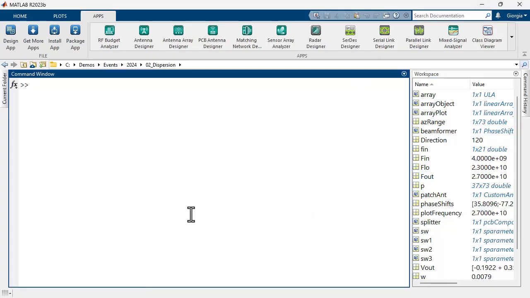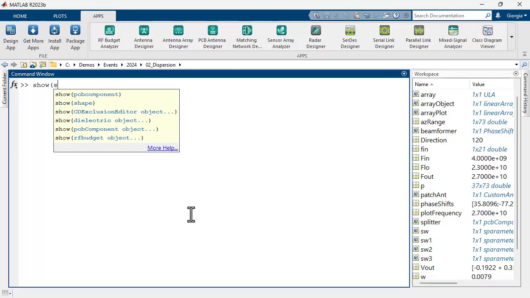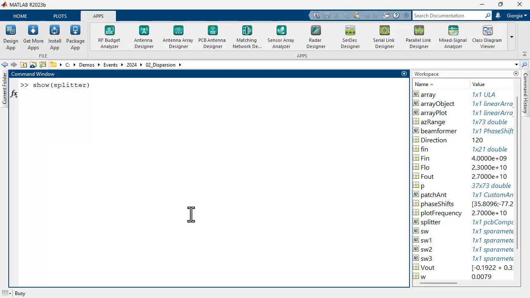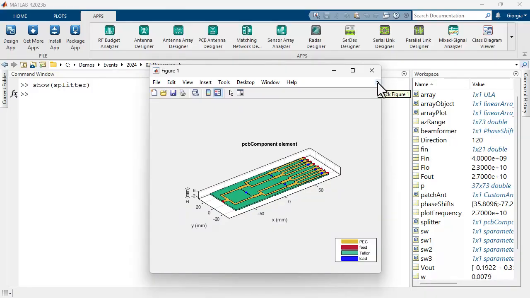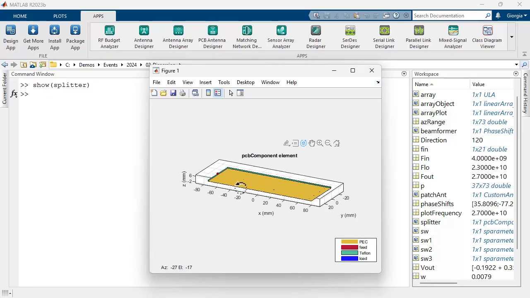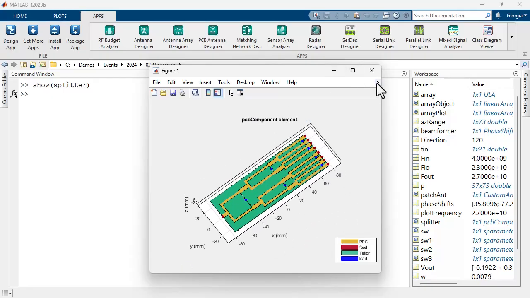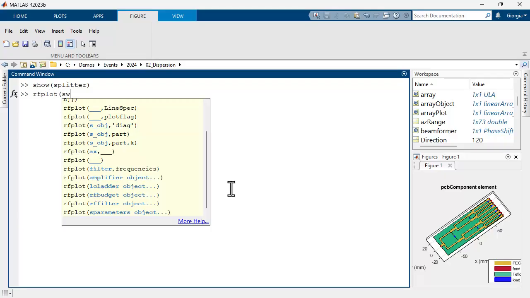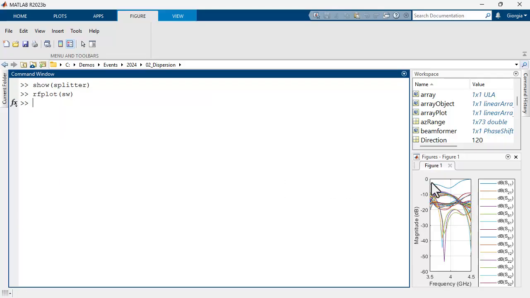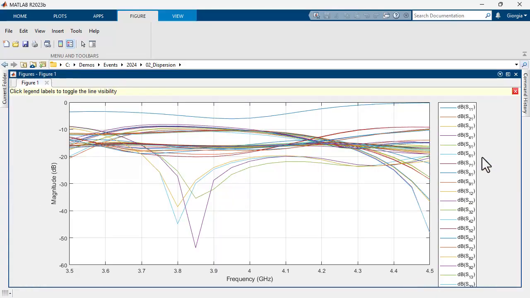So the splitter has been designed with the RF PCB toolbox. It's implemented on a PCB substrate, on a Teflon substrate, and you can see that it's a corporate divider that splits an input signal on 8 parallel paths. Using the method of moments, we have computed these S parameters represented by the variable SW. And we can see here the S parameters of the splitter indicating the input matching condition, as well as the coupling in between the different ports, and of course the losses from the input port to the output ports.